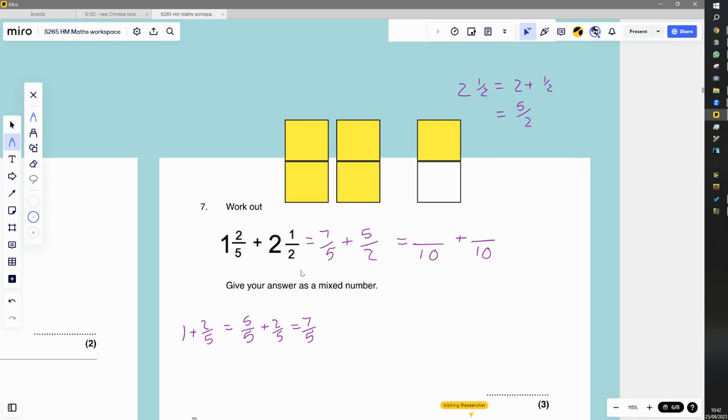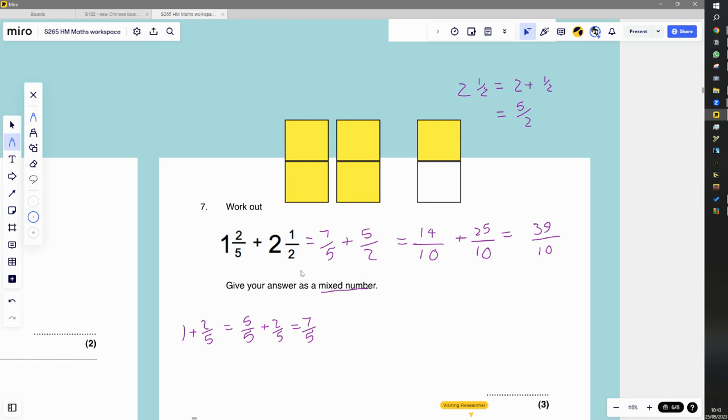And then, to get the 5 into 10, we multiplied it by 2. So we multiply the 7 by 2, giving us 14. To get the 2 to 10, we'd multiply it by 5. So we multiply the 5 by 5 as well, which gives us 25. And then we add the two numbers together. 14 plus 25 is 39. 39 over 10. Right. And now it says give your answer as a mixed number.